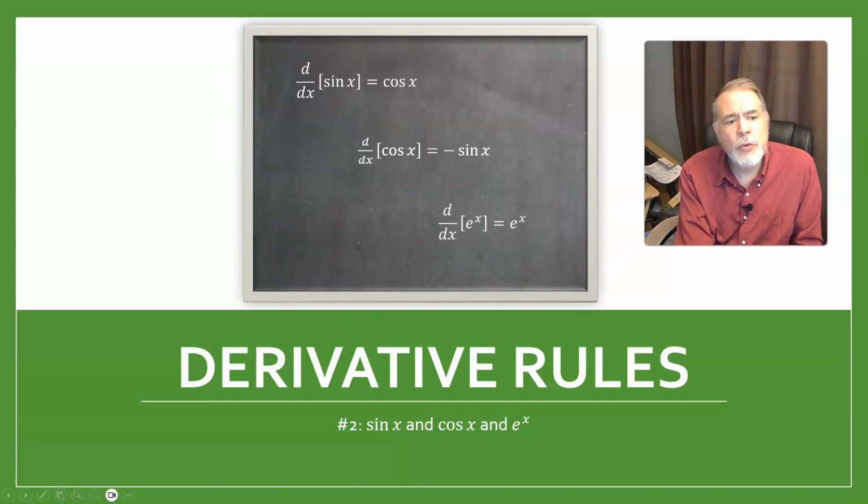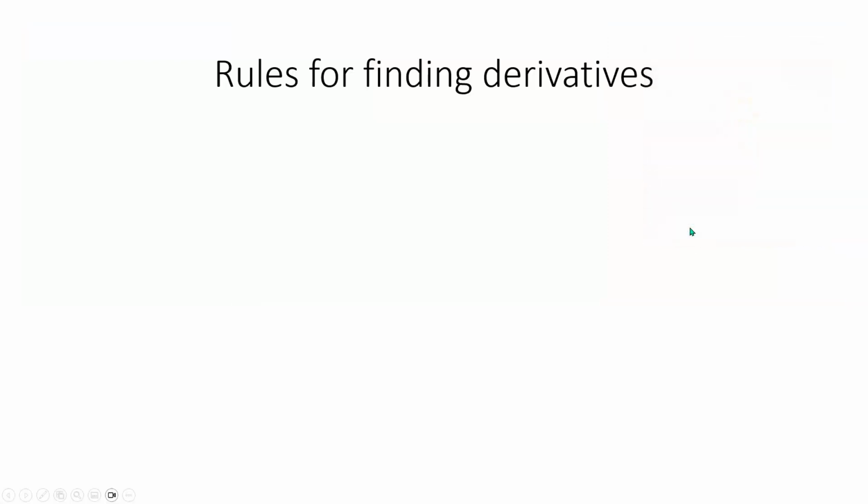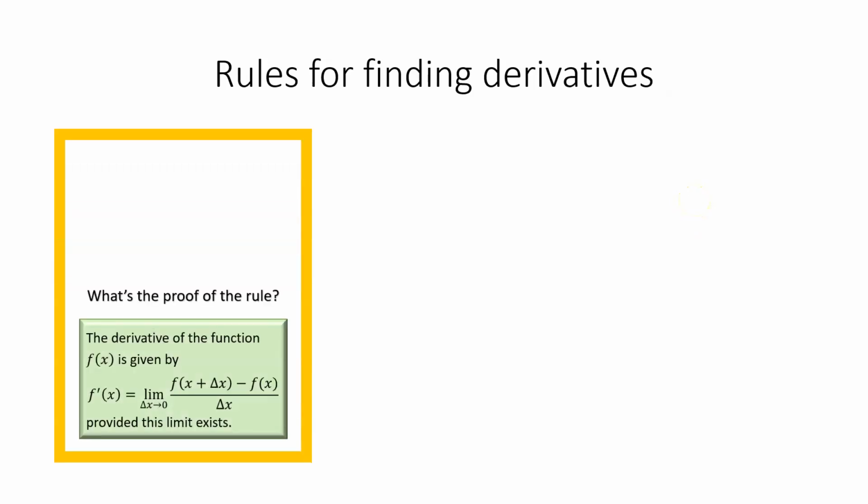But with any derivative rule, there are three kinds of things that we could talk about in connection with that rule. We could talk about what's the proof of that rule? How do we prove it from the definition of the derivative? And this is the version of that definition that I like to use. It's the limit as delta x approaches 0 of f of x plus delta x minus f of x over delta x, provided this limit exists.